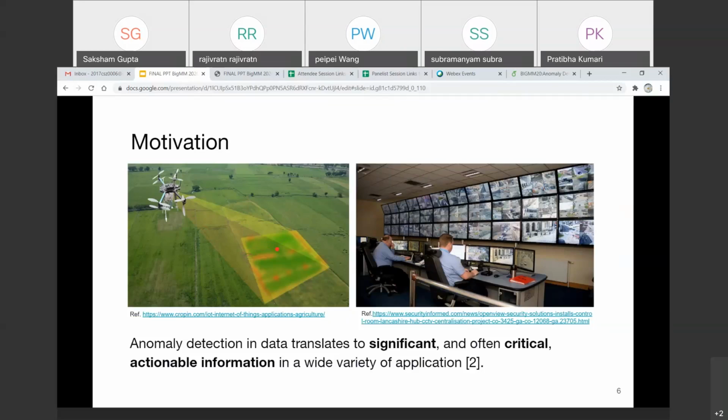In the second example, which is of city surveillance, automated anomaly detection can generate an alarm for a suspicious situation. So a security operator does not need to look at every monitor continuously. He can directly look at the alarming monitor, and thus it saves time as well as increases the performance.